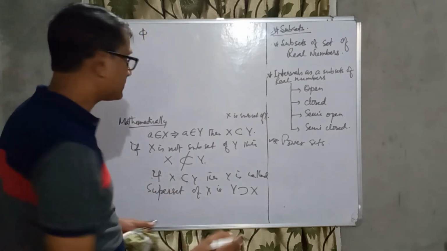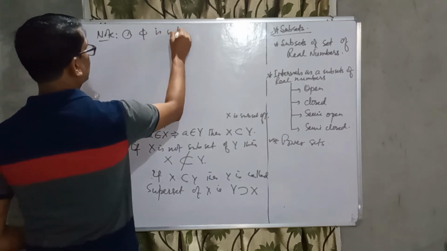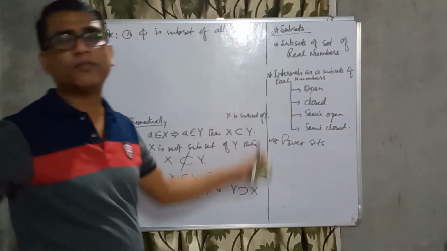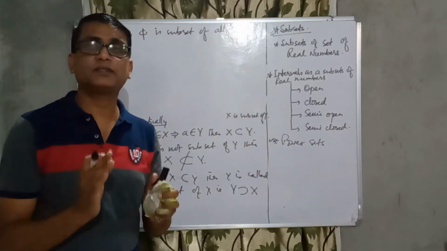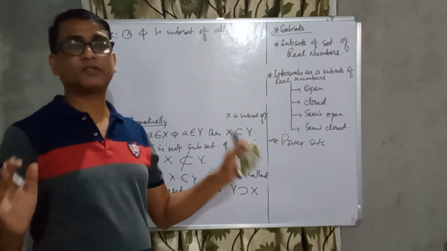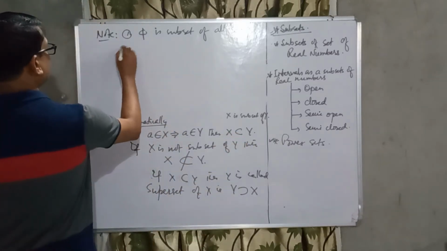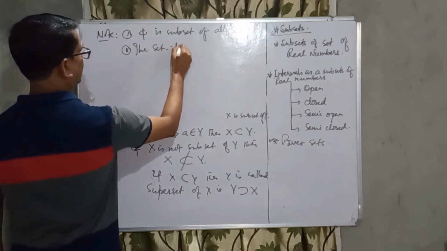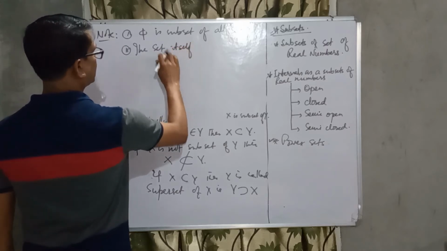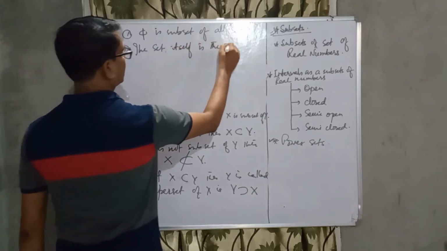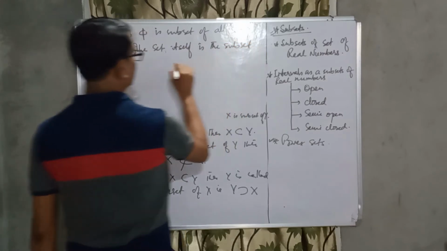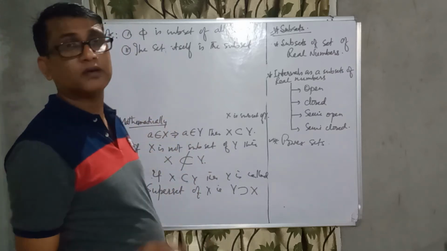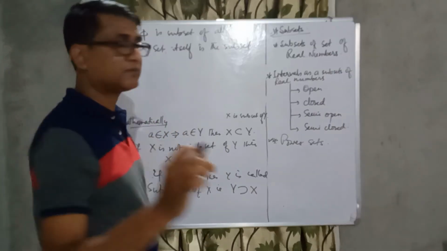Phi, the empty set, is a subset of all sets. Whatever sets we take, phi is the first and foremost subset of the set. Okay? The set itself is a subset. That is, A is a subset of A, B is a subset of B, C is a subset of C.